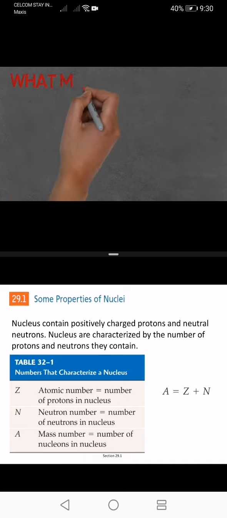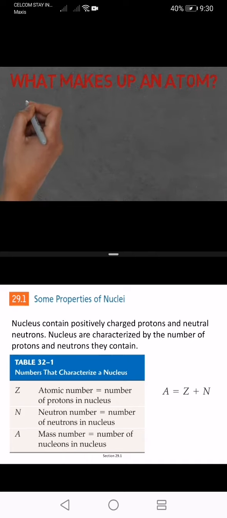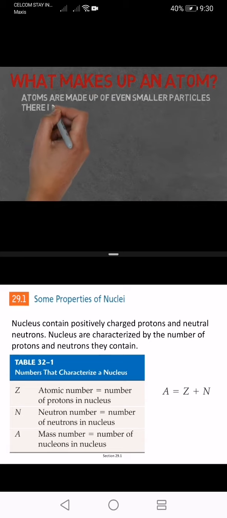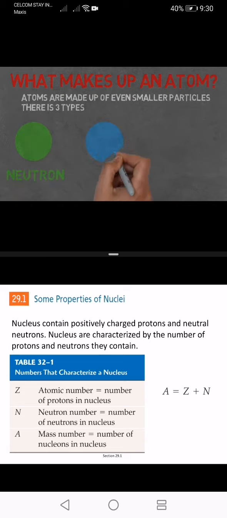So what makes up an atom? Well, atoms are made up of 3 even smaller particles, which are called neutrons, protons, and electrons.